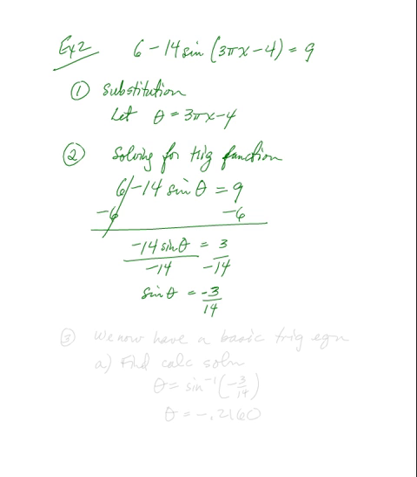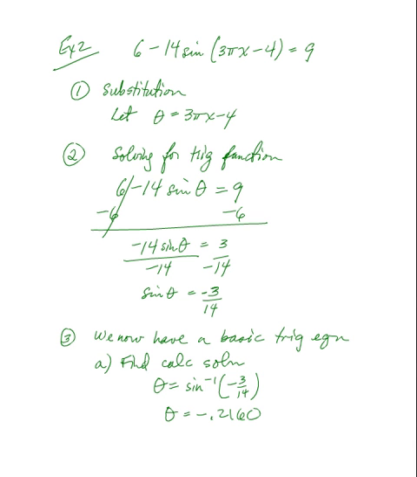Alright, so now you're here. This is a basic trig equation. So now you want to work with your basic trig equation. We now have a basic trig equation. And the first part you want to do then is find the calculator solution. Okay? So, when I go to solve for that, theta is the inverse sine of negative 3/14, for which the calculator will tell me, theta is negative 0.2160.